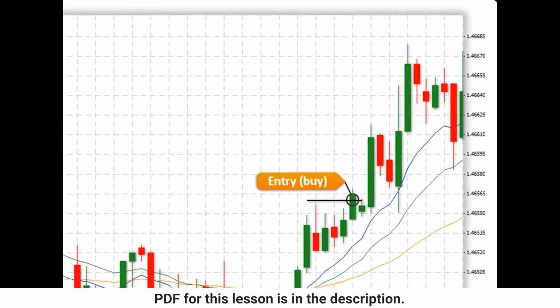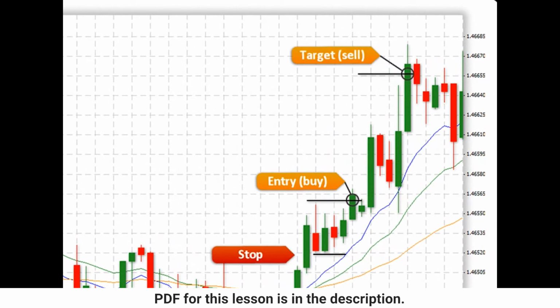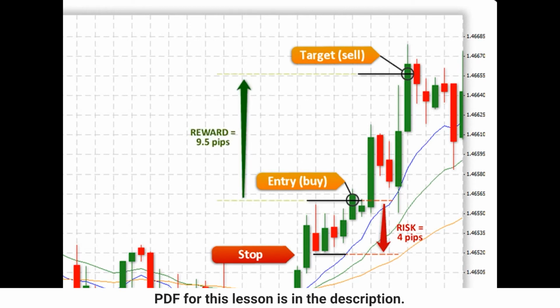Let's say we entered at the place indicated, and our stop was as shown. If our target is as pointed out on the chart, then to work out risk reward, we look at the amount of risk we're putting on in the trade, which is the amount of pips between the entry and the stop, which in this case is 4 pips, and we look at the amount of pips between the entry and the target, which in this case is 9.5 pips.